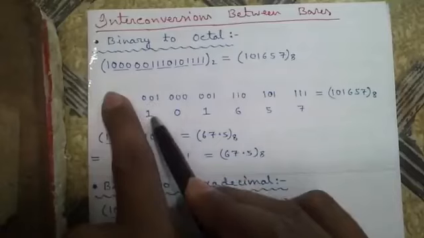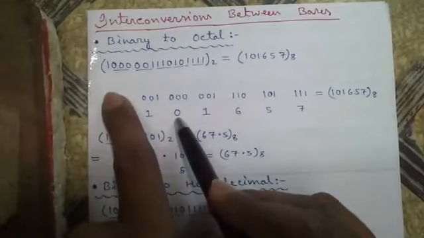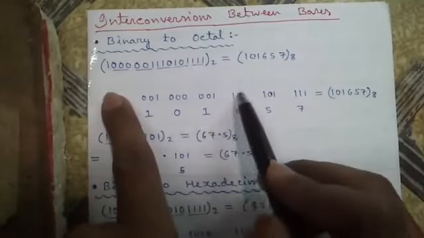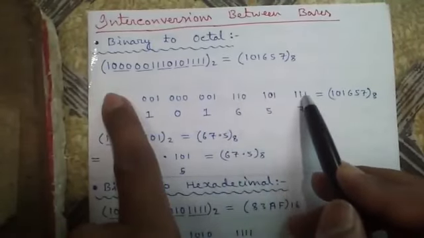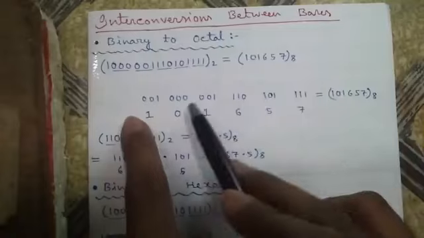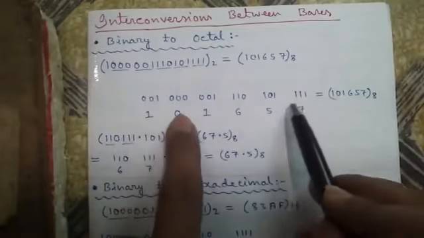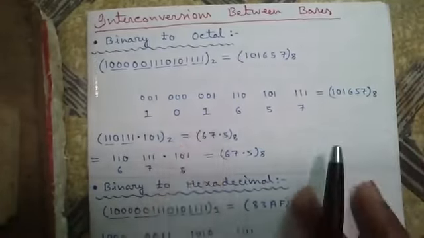Write the decimal equivalent for each group. 001 in binary, decimal 1; 000 in binary, decimal 0. Similarly, 110 in binary, decimal 6; 101, decimal 5; and 111 in binary, decimal 7. And write the number as it is. So it becomes 101657 in octal.